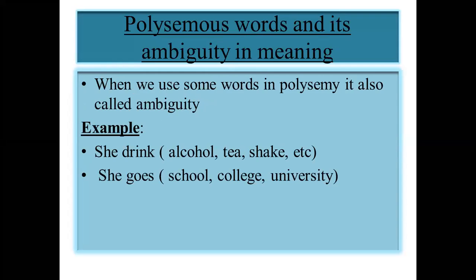Ambiguity: polysemous words and their ambiguity in meaning. Sometimes we use polysemous words and it also creates ambiguity. Here it is written "she drinks." What does she drink? Alcohol, water, cake, tea? It is used in different senses. Drink creates polysemy. "She goes." Where does she go? School, college, university, shopping mall, or where? Goes creates different meanings. It is polysemy. Okay, thank you.